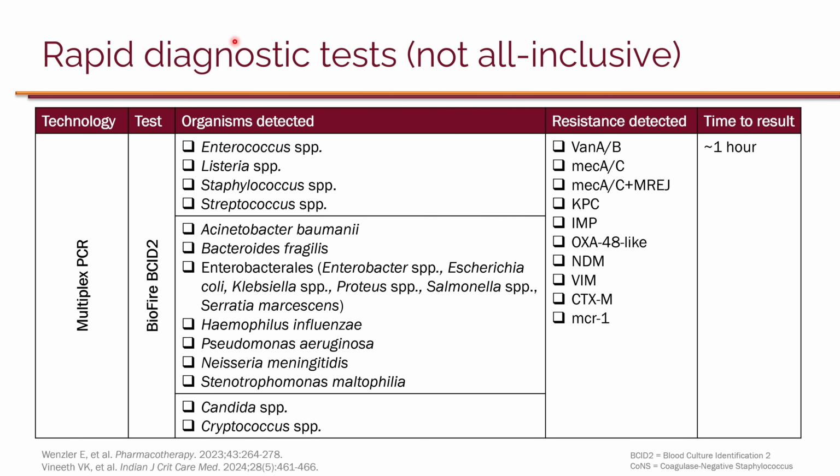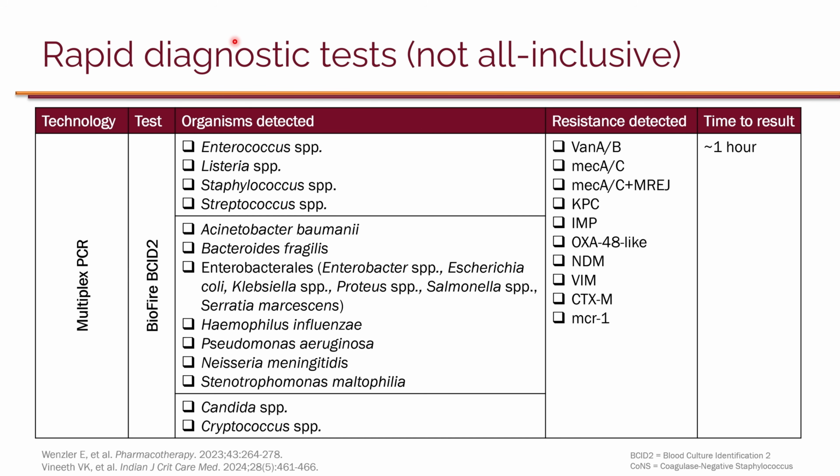These are commonly referred to as rapid diagnostic tests, also called molecular tests because they detect genes in these organisms. There are different technologies available. One of the most common ones is a PCR, or polymerase chain reaction. A multiplex PCR, an example of it is the BioFire BCID2 panel. BCID is the actual test. It stands for blood culture identification. This is the second revision of this test, or version 2, if you will.